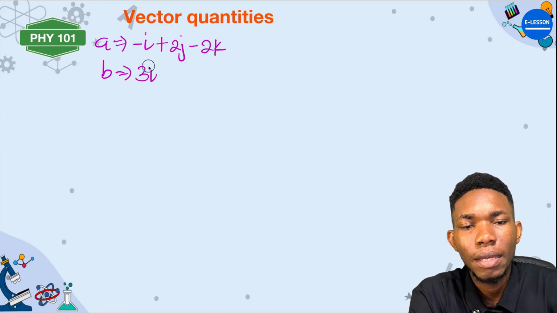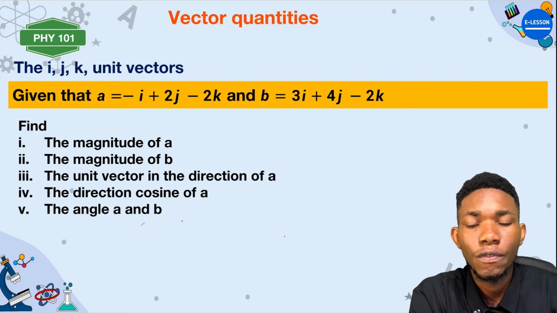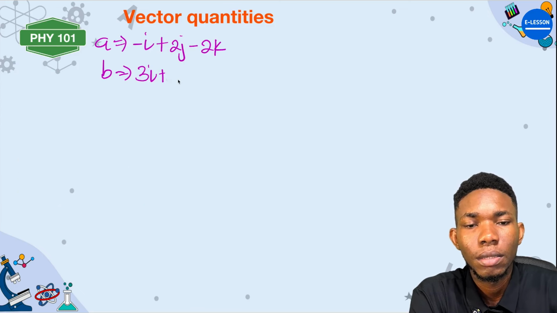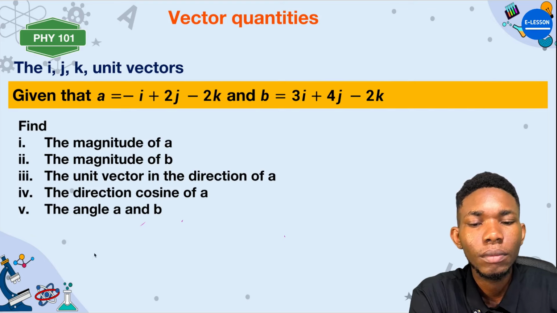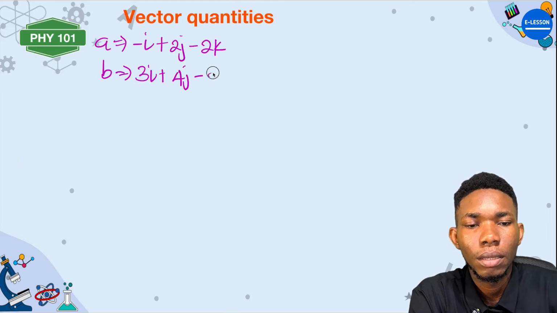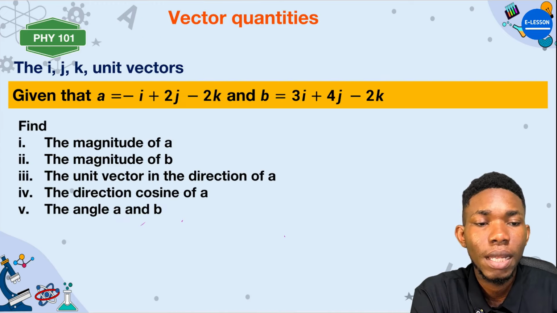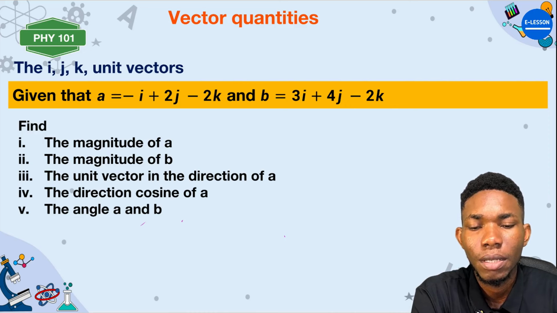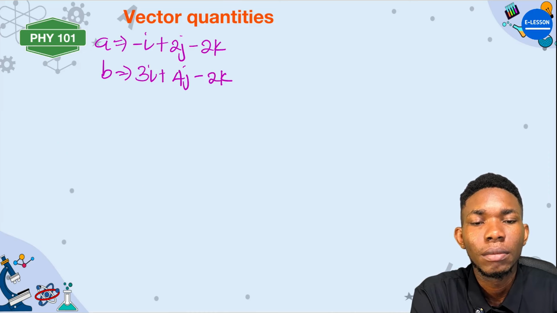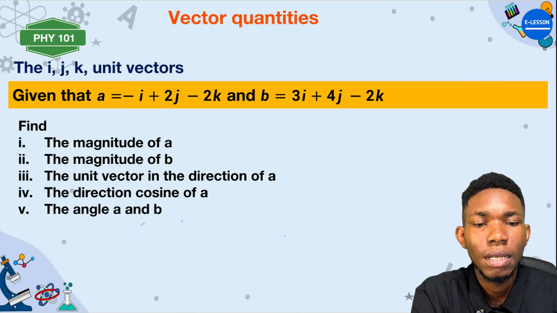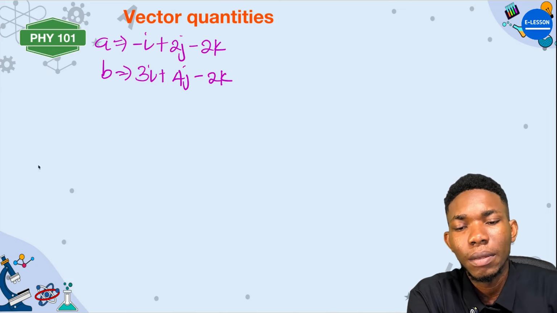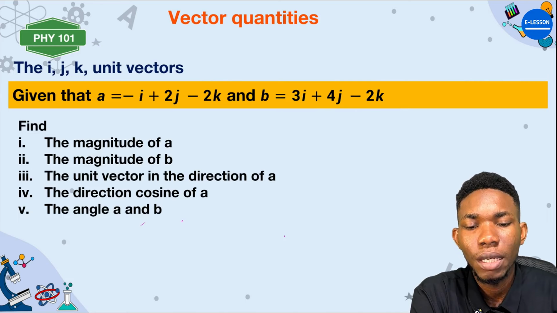So we'll have 3i plus 4j minus 2k. All right? Exactly. Now that you have something like this, all of this minus 2k, 4j, and then 2j, and then minus i and minus 3. Okay? Exactly. So the signs, are they in order? Yes. Now, the first question says, find the magnitude of A.